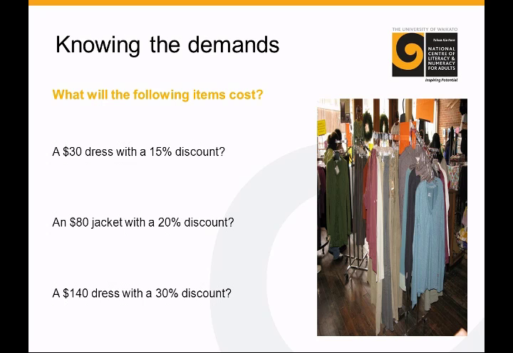Now, when we asked participants in the workshop to tell us how they worked these out, there were a variety of different responses. 15% off a $30 dress. A lot of people worked out 10% of 30 is 3. 5% is half of that, so that's another $1.50. So we're going to remove $4.50 in total from the 30.